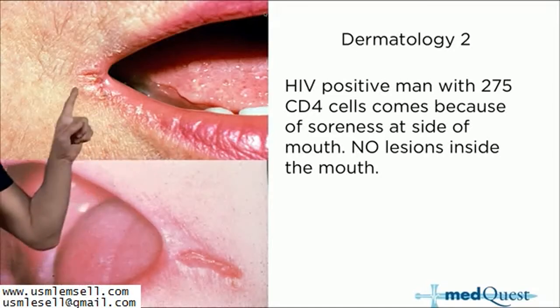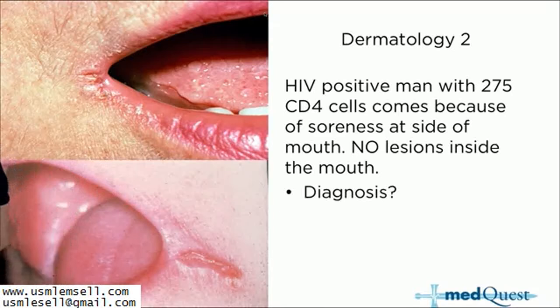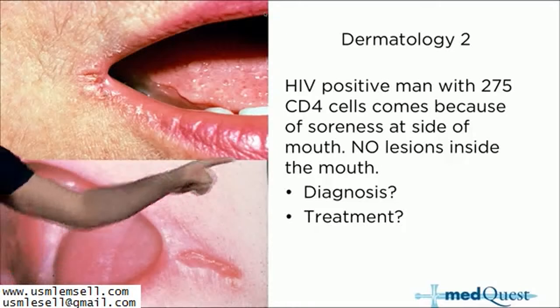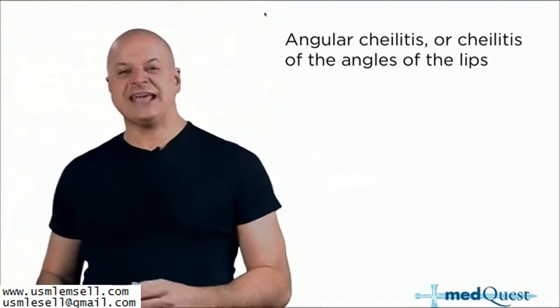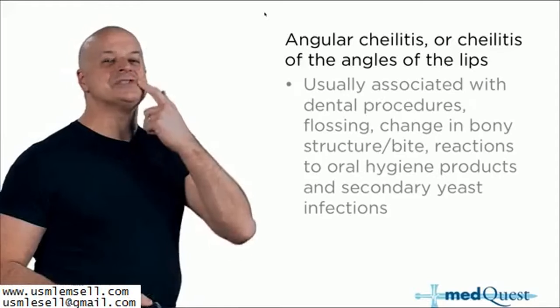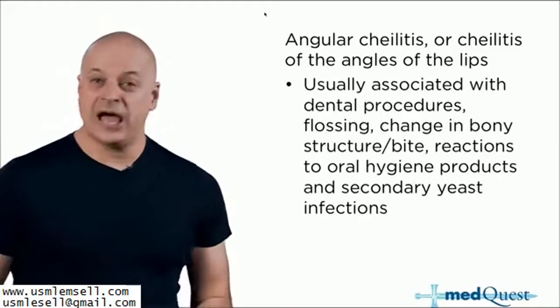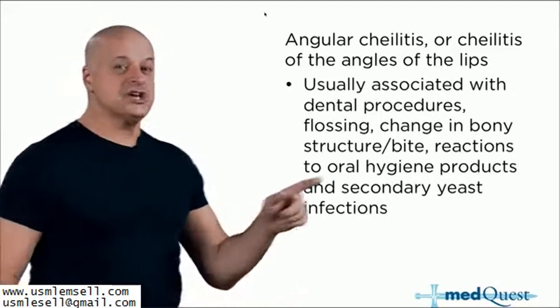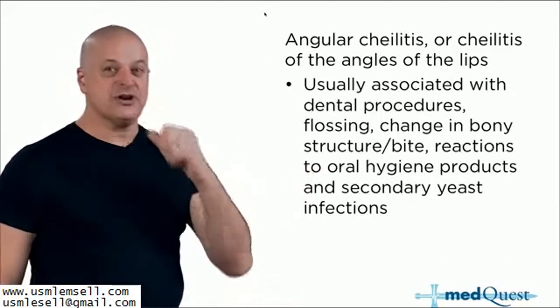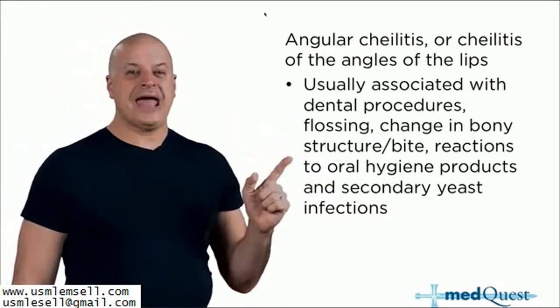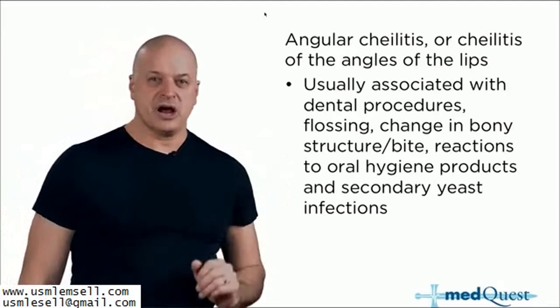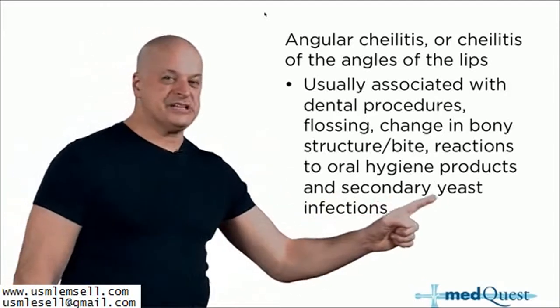Angular cheilitis is a fungal infection at the angles of the mouth, but it's not lesions in the mouth. It's not like thrush. You don't need to have lesions in the mouth. Angular cheilitis is a fungus. It is a candida at the angles of the mouth. It can also happen in people who have high sugars and bad oral hygiene because it's a sign of overgrowth, and people who have some minor immunocompromise. It makes the yeasty beasties grow.